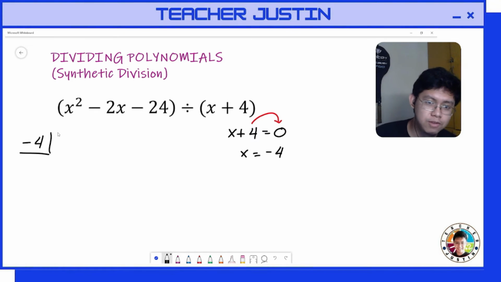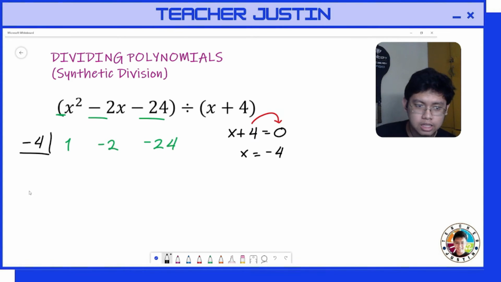For our dividend, we will get the coefficients of our polynomial x squared minus 2x minus 24. So first term, we have positive 1. Our second term is negative 2. Our third term is negative 24. Okay, then let's proceed to our synthetic division.